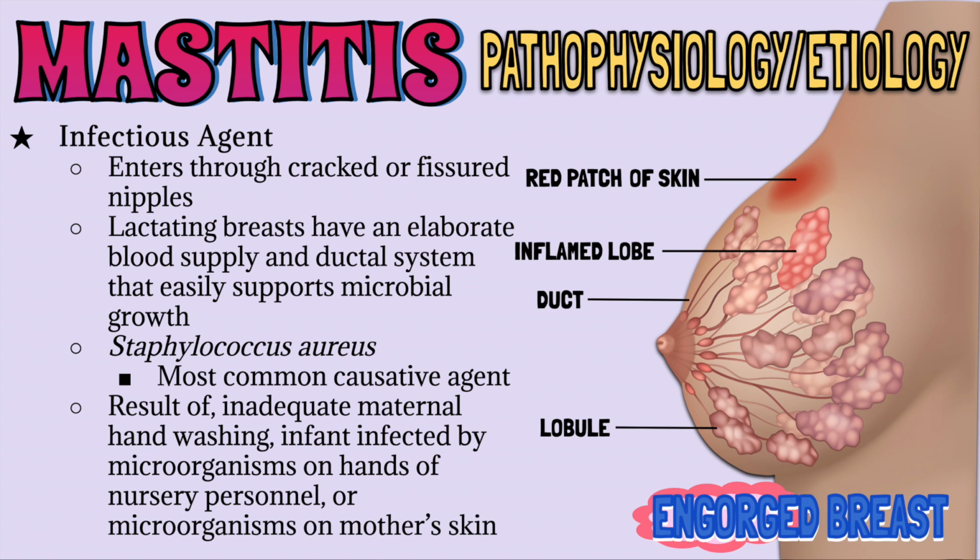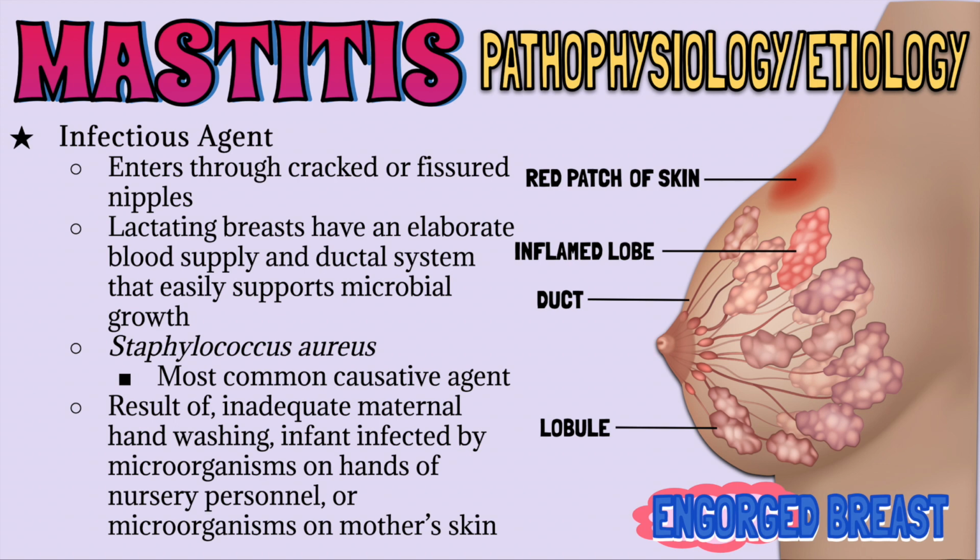Now let's talk about when mastitis is caused by an infectious agent or pathogen. Cracking of the nipple or areola is common in breastfeeding women. And I'm sure you all remember from fundamentals of nursing, any type of break in the skin can be an easy way for pathogens to enter and invade the body. And that is exactly what happens in this case. These cracks and fissures in the breast become a portal of entry for bacteria. Also, lactating breasts have a blood supply and duct system that helps the growth of bacteria.